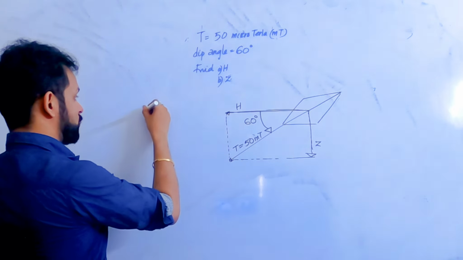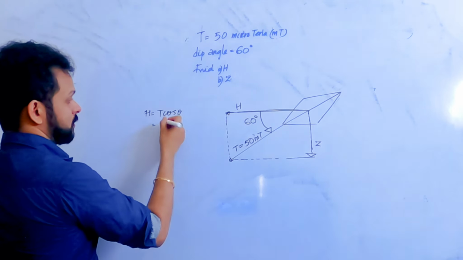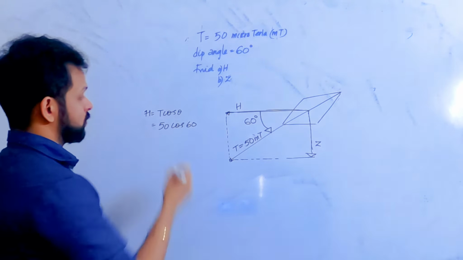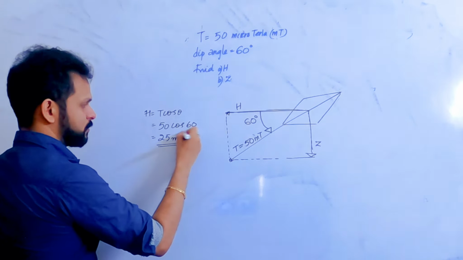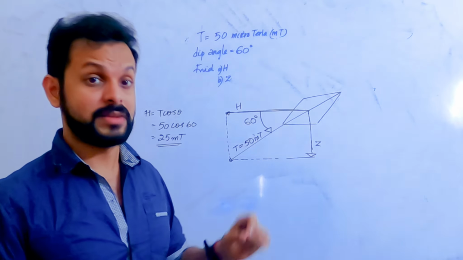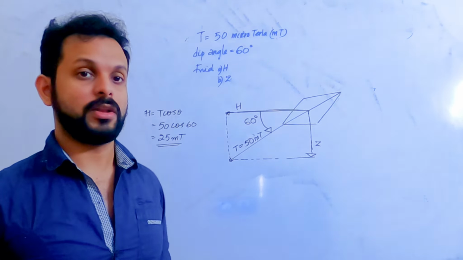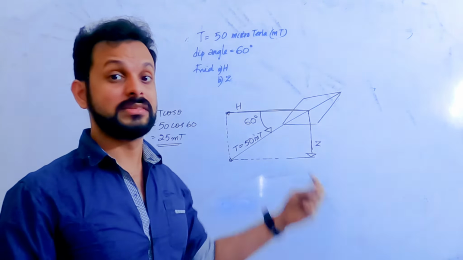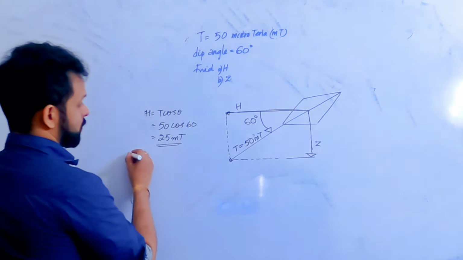So how do you find out H? H is equal to T cos theta. That's 50 cos 60. Cos 60 is 1 by 2, and therefore it's going to be 25 microtesla. So you can probably keep this in mind: when the latitude is 60 degrees north or south of the magnetic equator, the horizontal component will get reduced to half its value at the equator. Remember, H is maximum at the equator and 0 at the poles. Z is 0 at the magnetic equator and maximum at the poles. Right? Yes.